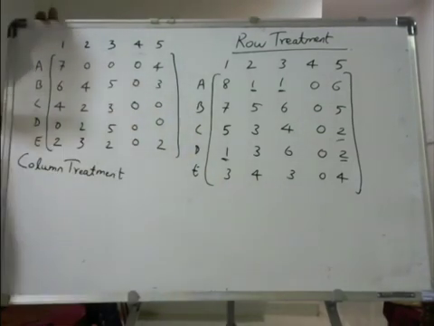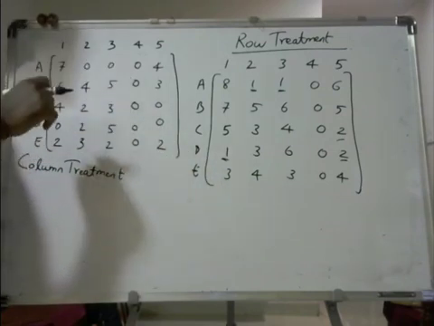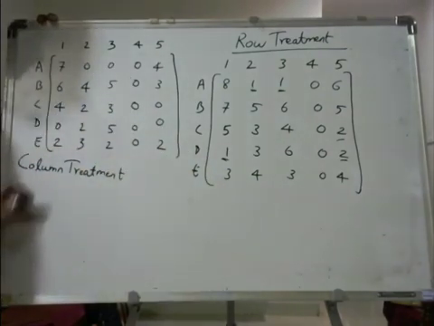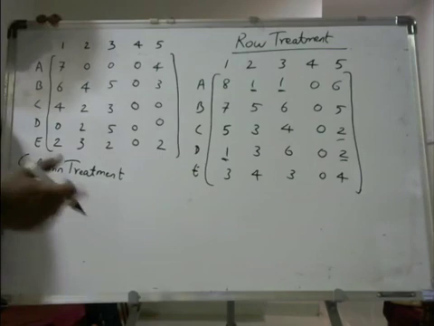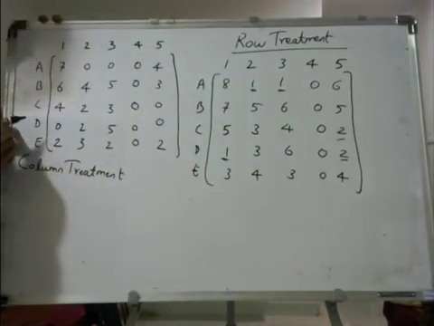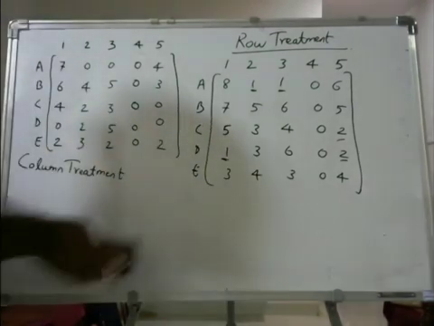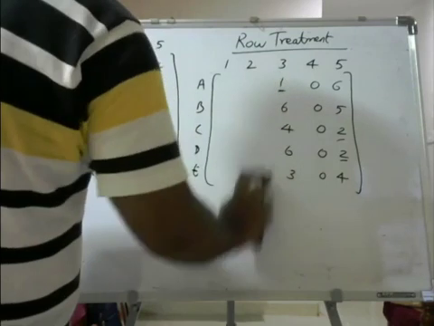So this is called the column treatment. The first step is to see whether it is balanced or not. After that you do the row treatment, then you do the column treatment. Once you have done the column treatment, you need to see two things.